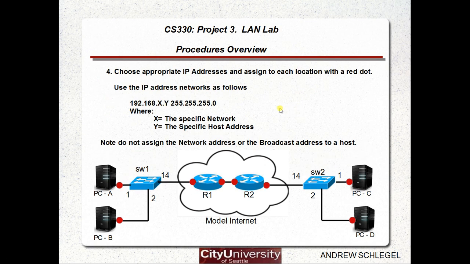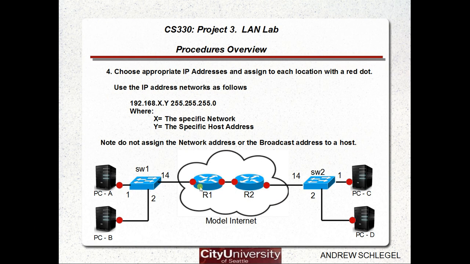Then after that, you want to choose appropriate IP addresses and assign to each location with the red dot. Use the IP address networks as follows: 192.168.x.y, where x is the specific network and y is the specific host address. Then you're just going to use a /24 subnet mask on everything. That should be pretty straightforward. Now don't assign network addresses or broadcast addresses to the host machines.